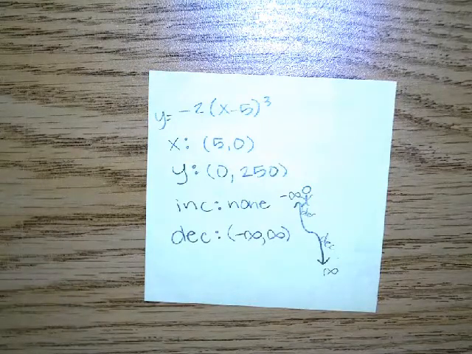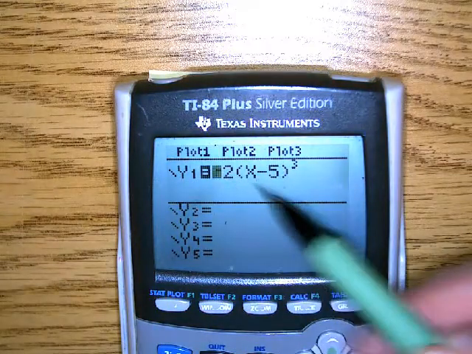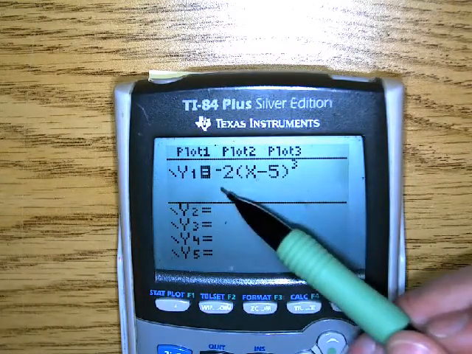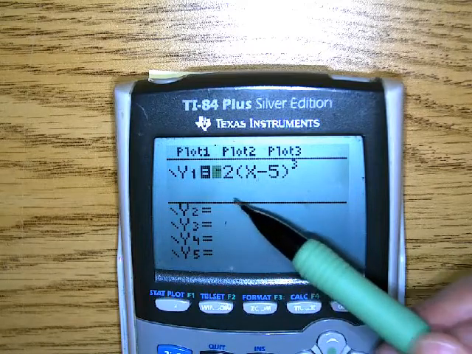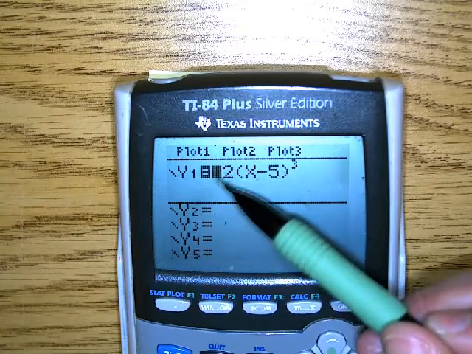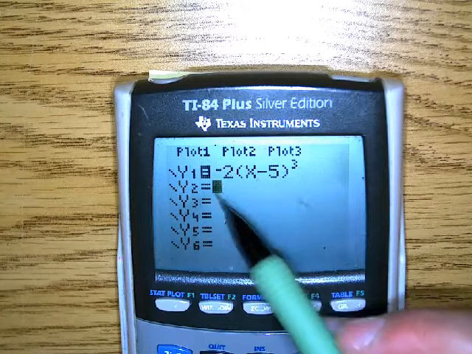It would do that if you typed -2 times (x minus 5). So remember, if we were to read this out loud, we would say -2 times x minus 5, which means this minus should be a little bit shorter, and this one should be long.